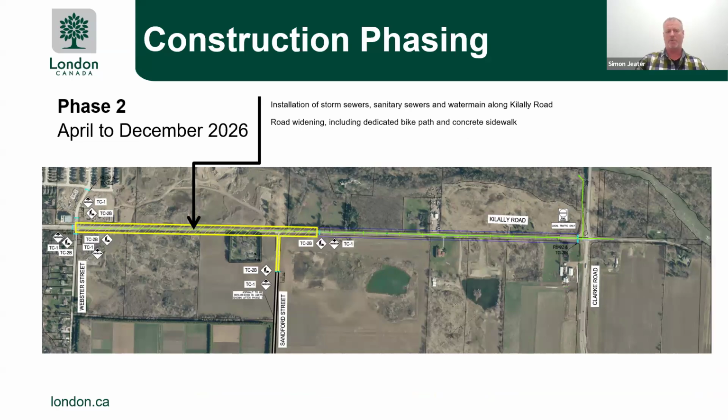Phase 2 is April to December of 2026. It's highlighted in the yellow. There's a significant road cut through this portion, and again, we'll be replacing the storm and sanitary sewers and water main along this section, along with widening the road to the full 36-meter platform, which is what the city has acquired. So for now, we'll have the 2 single lanes. We'll have a dedicated bike lane and concrete sidewalk that are going to be off the road for this portion.